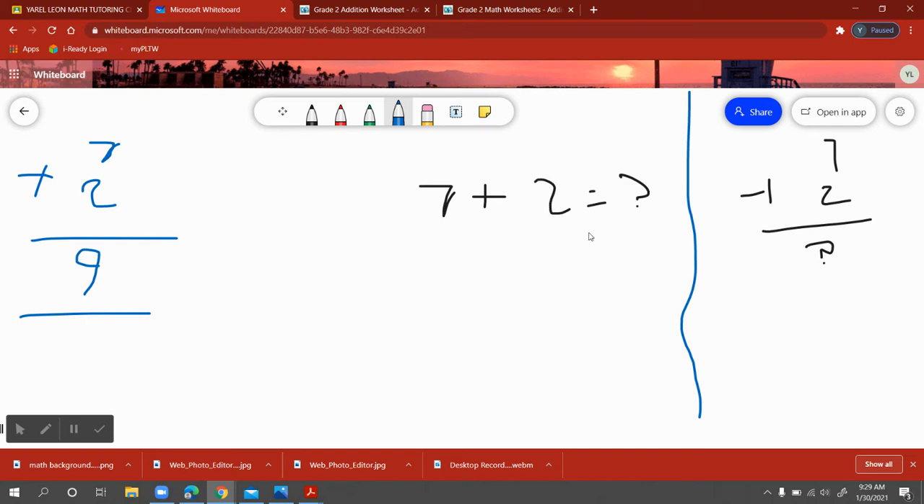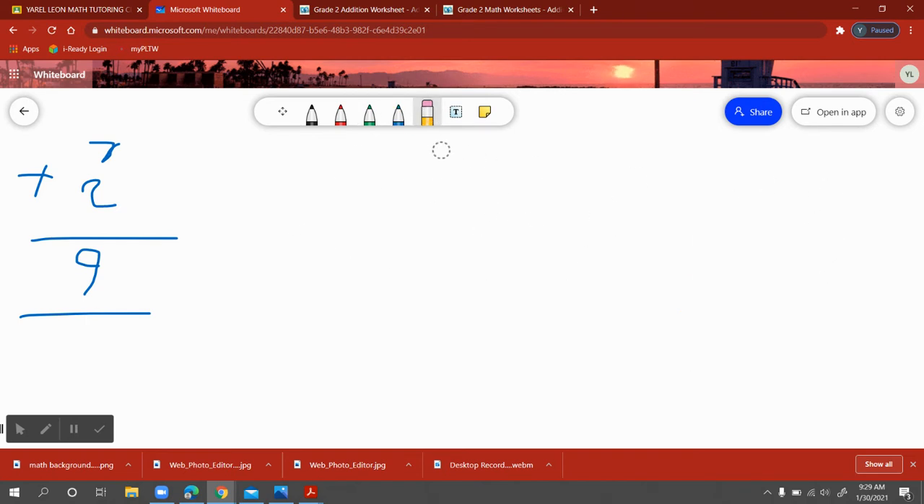Now let's do it this way. 7 plus 2 equals, well, we already have 7. We add 2. So 7, 8, 9. Of course, it's the same thing as here. 9. So that's number 1 for you. Write it down, you can pause the video. So now that we're done, let's look into our second problem right here.